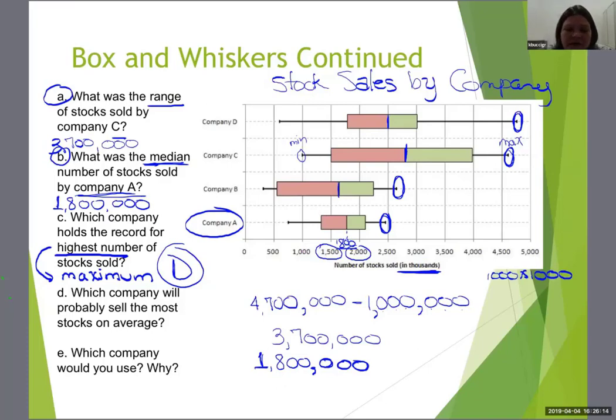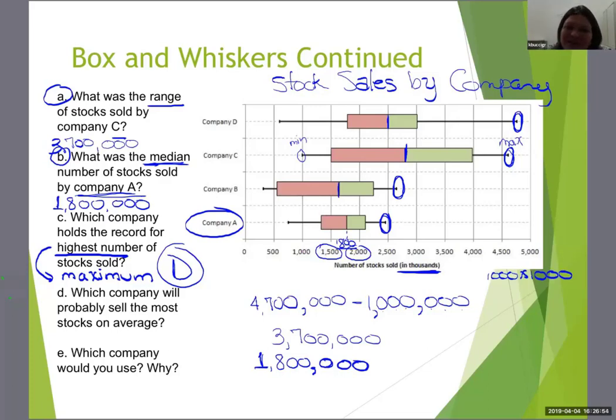Basically. So then D says, which company will probably sell the most stocks on average? Now, I'm saying probably, so we're making an inference off this graph, but we're looking for who sells the most on average. Now I might be looking at the boxes, because now I'm looking at, towards the middle of their list. Does that make sense? Mm-hmm. So who do you think might sell the most stocks on average? It probably would be company C. Yeah, that's what I'm going to say too, Serenity.